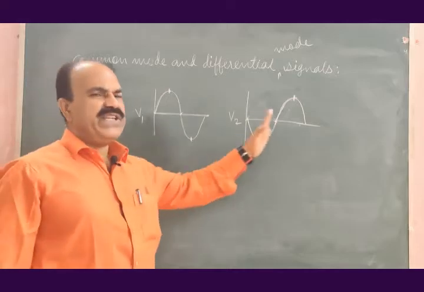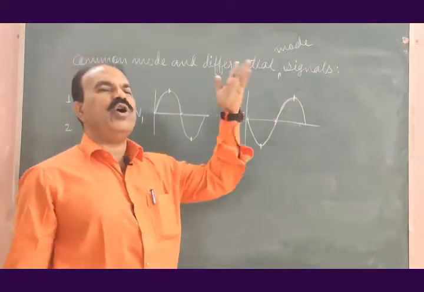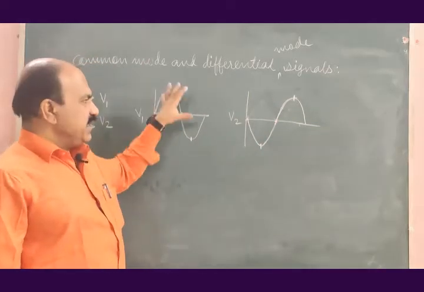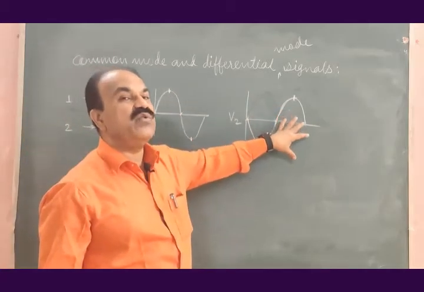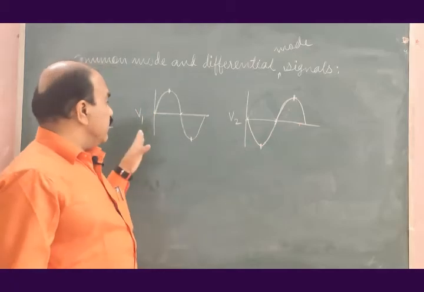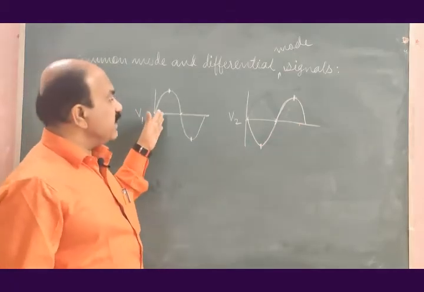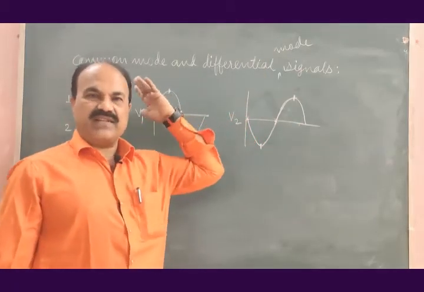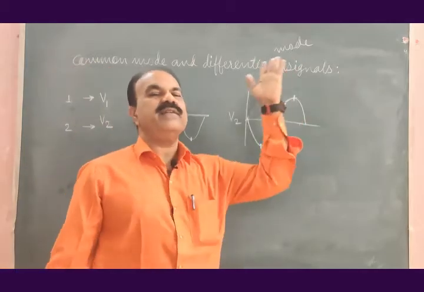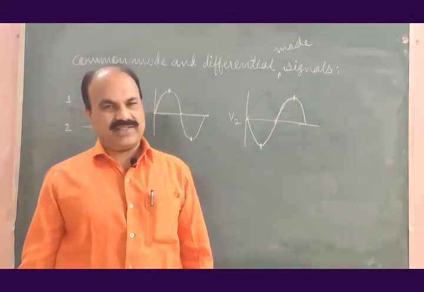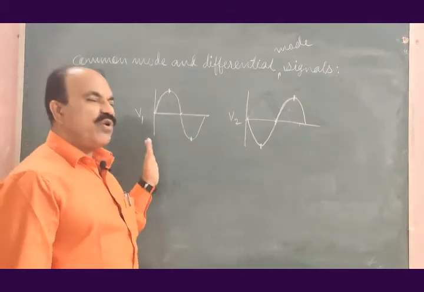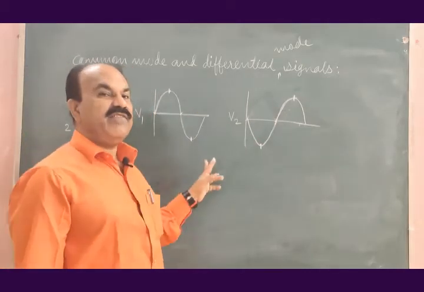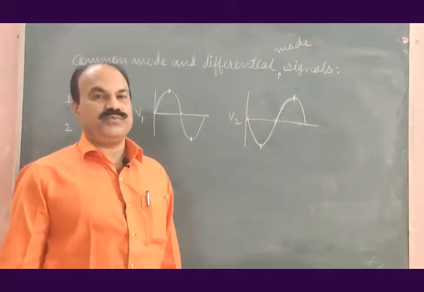The same thing is true for all the cycles. Here I have taken only one cycle. Here also I have taken only one cycle. V1 is represented by an infinite number of such cycles. V2 will be represented by an infinite number of such cycles. Whatever is true for one cycle is true for all the remaining cycles in V1 as well as in V2.